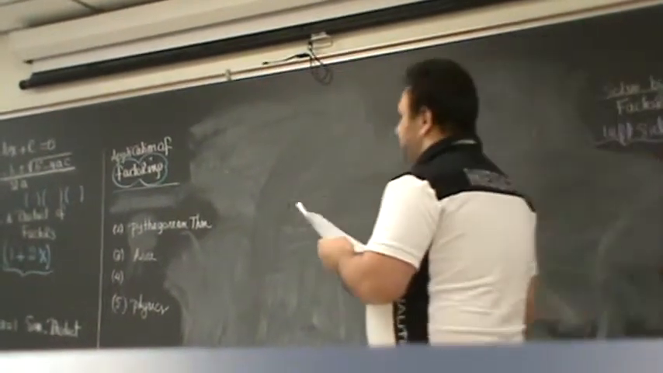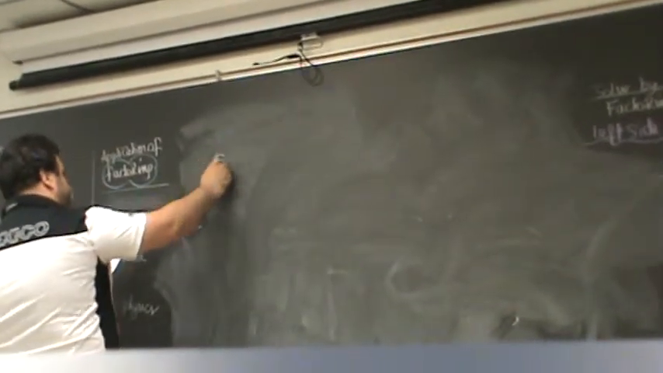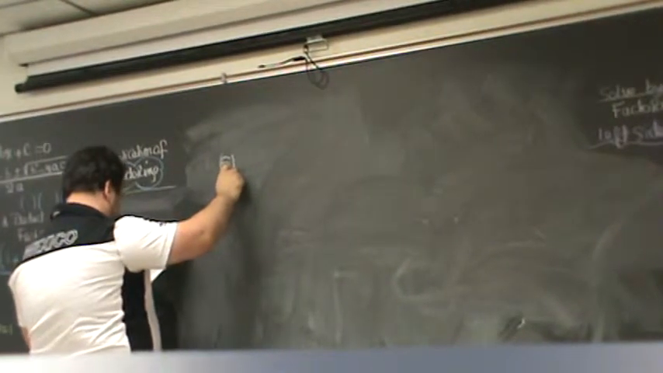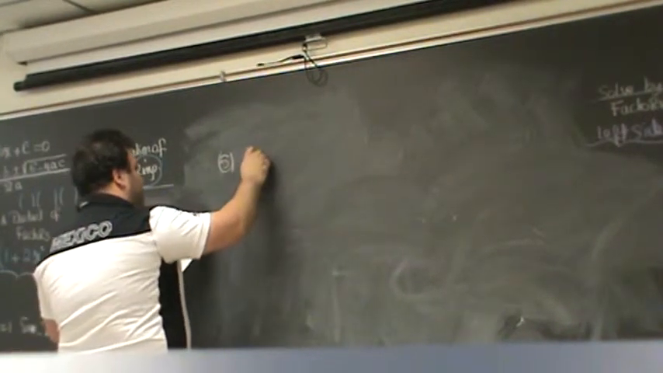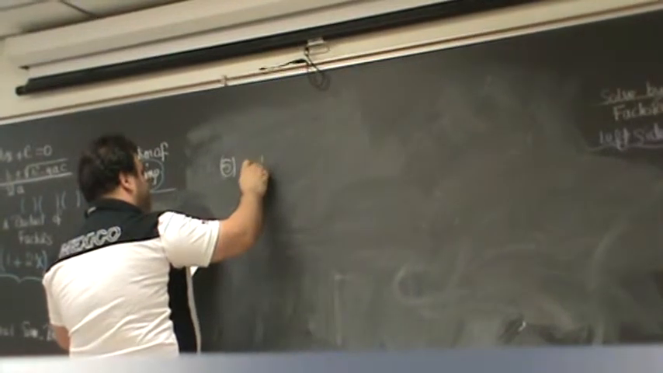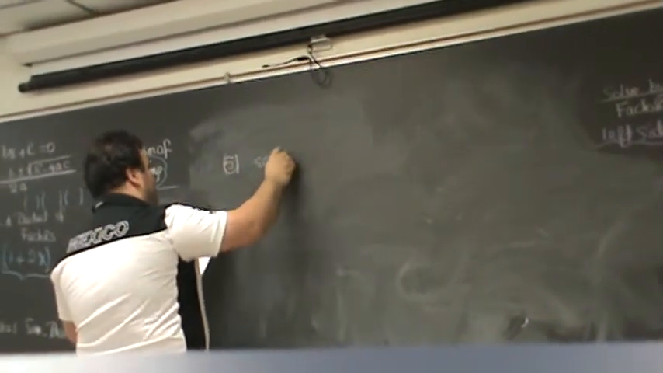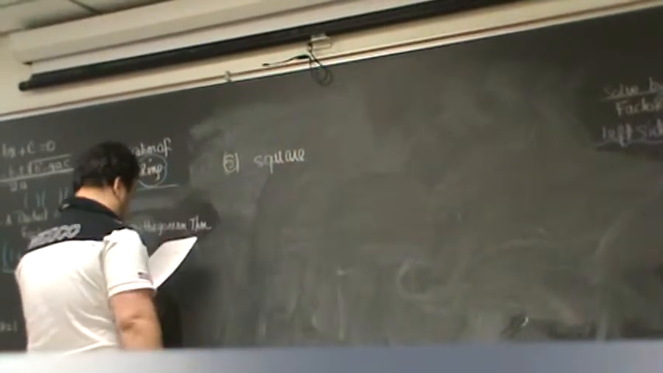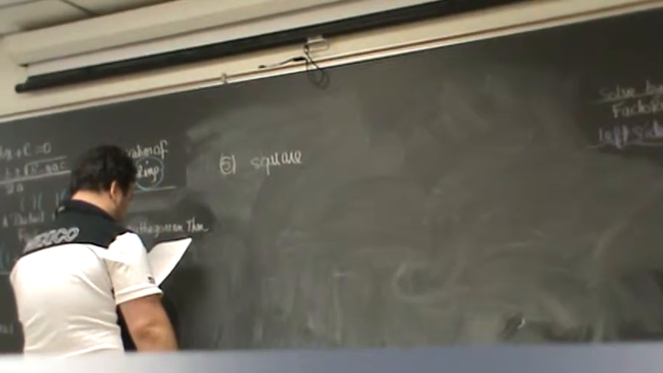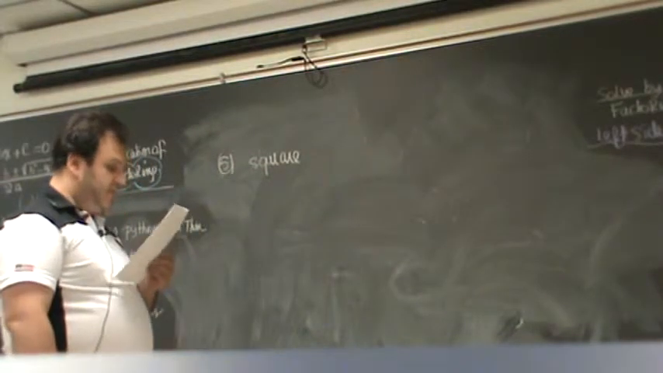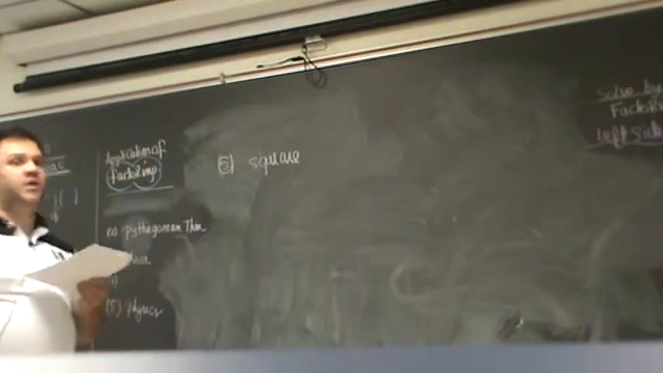Okay, number what? Number 5. Find the length of the side of the square. So we're talking about what kind of quadrilateral? About a square, right? And we need to find the length. Number 5: find the length of the side of the square.